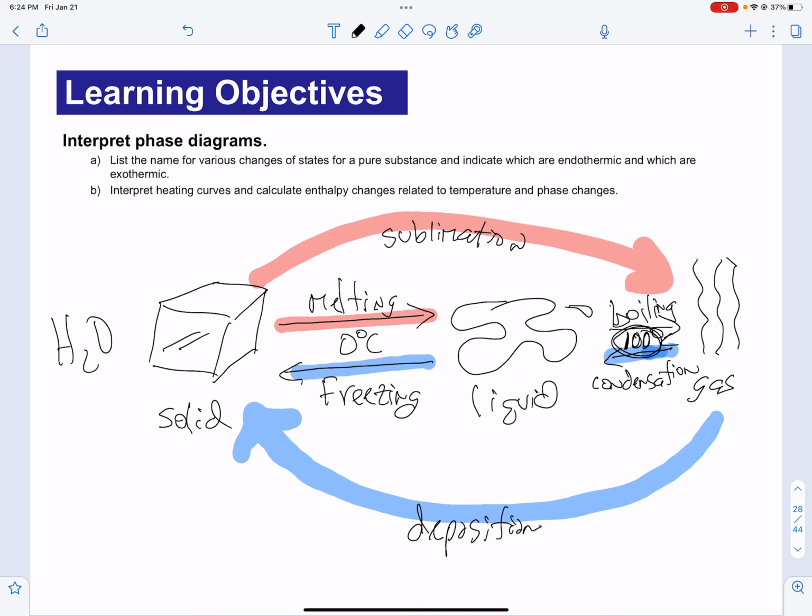So those are things that you need to remember. Every time I say condensation, 100 degrees. Every time I say boiling, 100 degrees. The same with that.